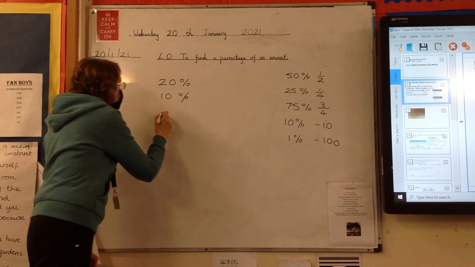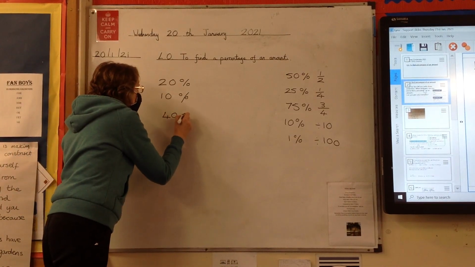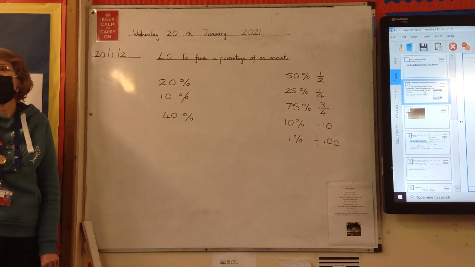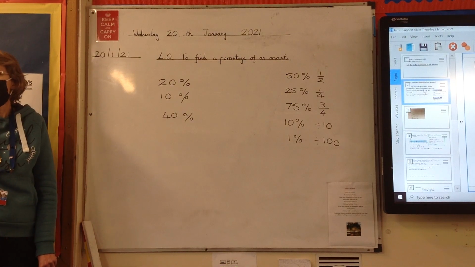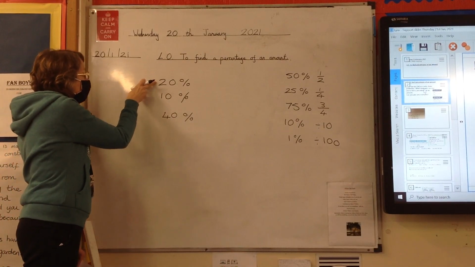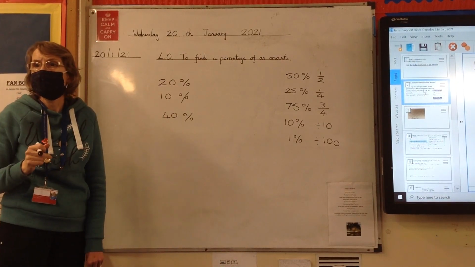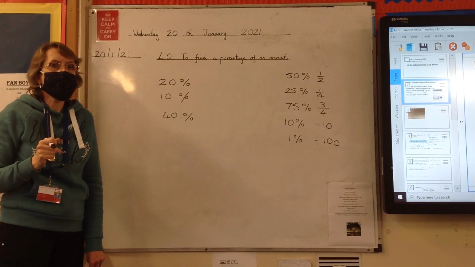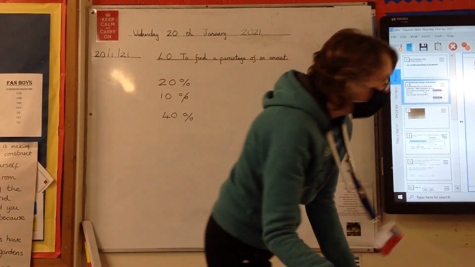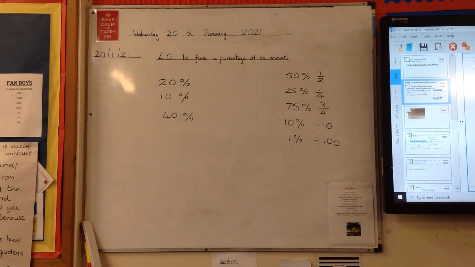What about if I asked you to find 40% of something? How would you do that? To find 20%, you could then double 20%. So find 10%, find 20%, and then double it to find 40%. Does everybody understand that? Right, okay. So just have a look at the board. I'll put the next slide up.